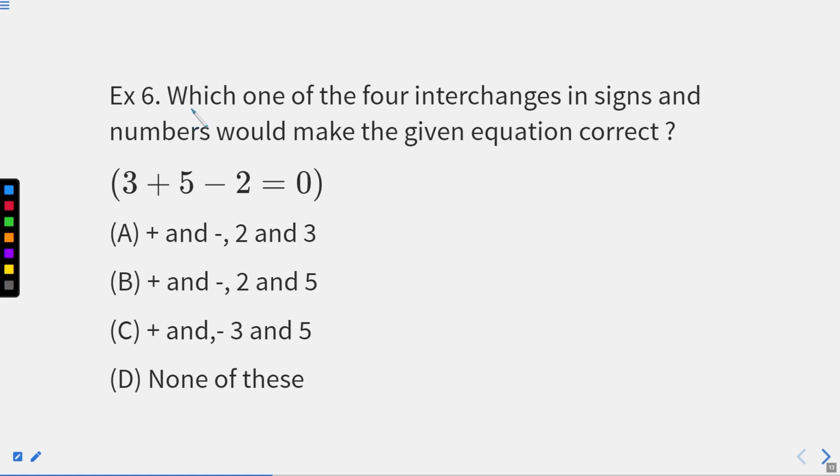What does the question say? Which one of the following 4 interchanges in the sign and the number would make the given equation correct? Now we have plus and minus as mathematical operations, and we have 2, 5, 3 as the numerical values, including 0 as well, right? Now if we interchange plus with minus or 2 with 3, will our equation be correct or not? We have to check this.